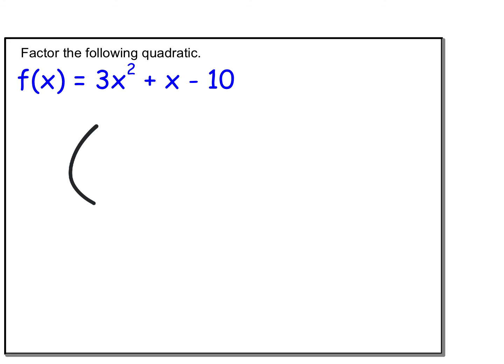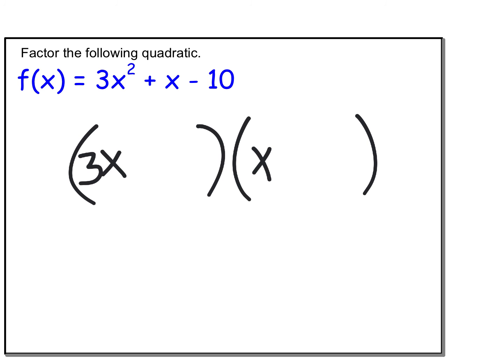Stella, 3-step process. There was nothing that could factor out, so step 0 is kind of useless in this case. What's step 1? Putting x's in both parentheses. Will x and x actually get you 3x squared? No. So then what? Put a 3 and... yes, 3x and x.